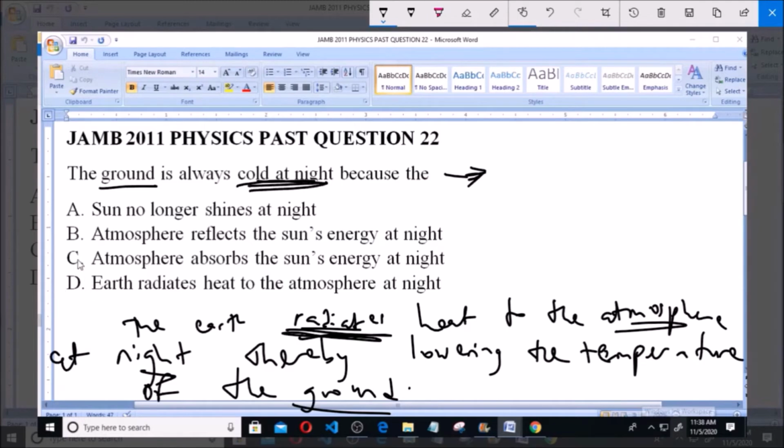So that explanation is captured in option D. The earth radiates heat to the atmosphere at night. So D is the answer to this question.